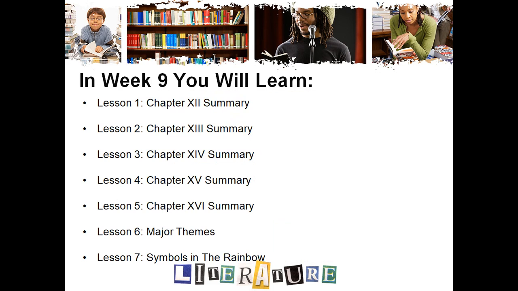In week 9, you will learn the summaries from chapter 12 to chapter 16, from lesson 1 to lesson 5. And in lesson 6 and 7, you will learn the major themes and symbols that appear in The Rainbow.